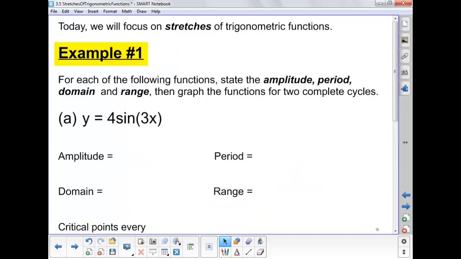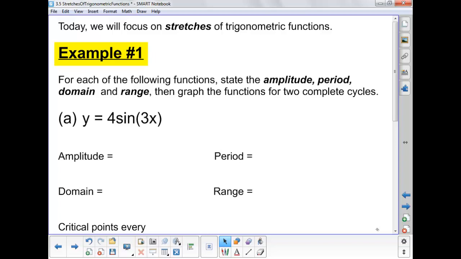The focus will be on stretches for today's lesson. Okay, so for the examples we're going to try, what we want to do in each case is obviously graph the function, but it also wants us to state amplitude, period, and domain and range as well. The one thing we will not have to worry about here, because we're just focusing on stretches today, is a phase shift.